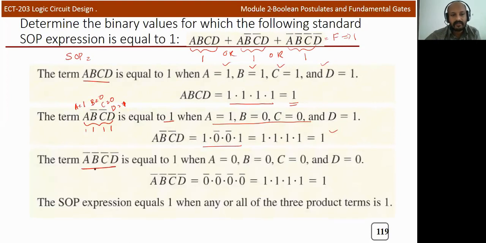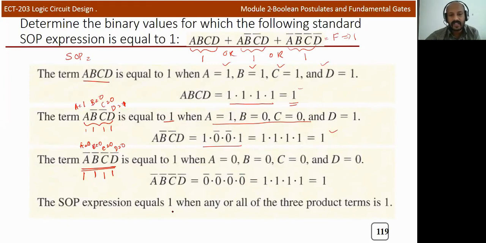Similarly, the last term. If you take the last term, A, B, C, D, the whole bar. In order to get A bar equal to 1, A should be equal to 0. And B bar equal to 1 means B is equal to 0. C bar equal to 1 means C is equal to 0. D bar equal to 1 means D is equal to 0. So A, B, C, D values should be 0, 0, 0, 0. For this value, you will get 1. So either A, B, C, D is equal to 1, 1, 1, 1, you will get output 1, or A, B, C, D is equal to 1, 0, 0, 1, output will be 1, or A, B, C, D is equal to 0, 0, 0, 0, your output will be 1.